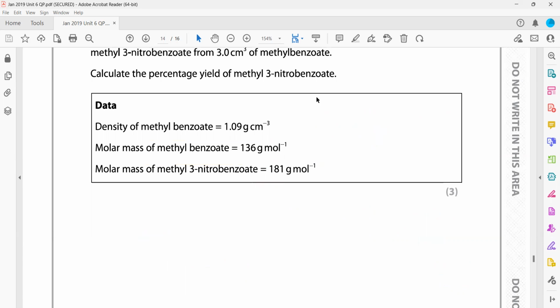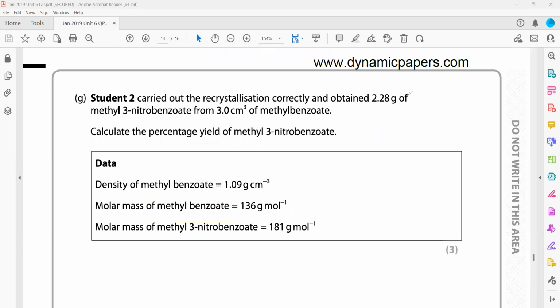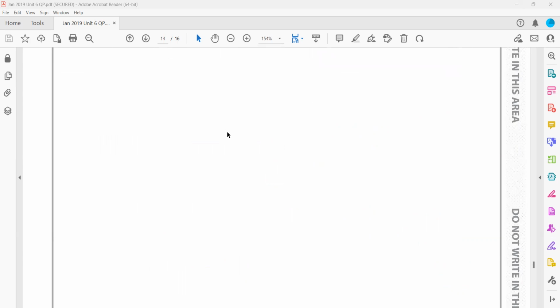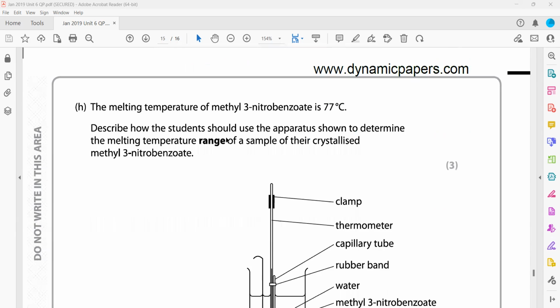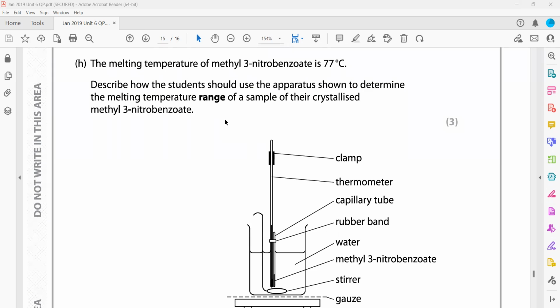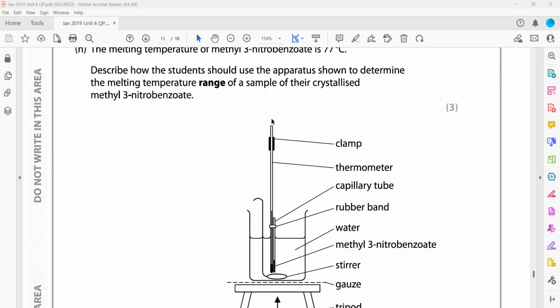The practical value of a product is given in the question. This was the practical value given in the question. The theoretical value we work out by using the ratio of the mass. Then in part H, the melting temperature of methyl 3-nitrobenzoate is 77. Describe how students should use the apparatus shown in the diagram to find the melting range of a sample of the crystallized product.